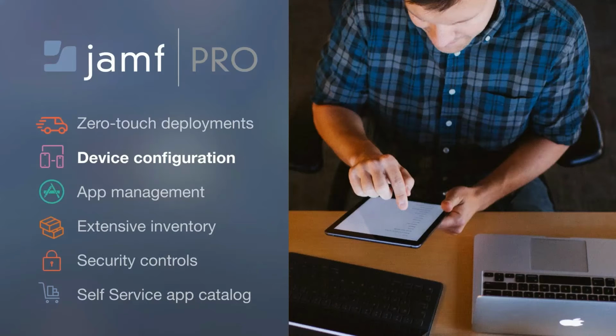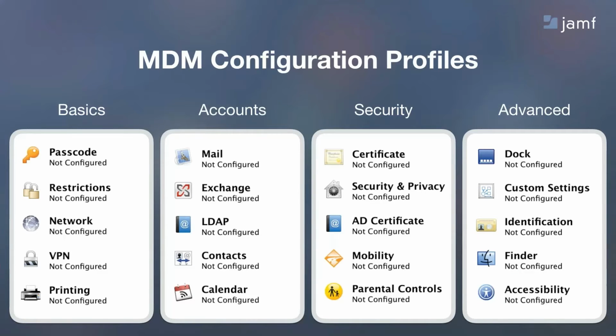All right, so let's move on to device configuration. We'll leverage Apple's MDM framework again for this, and there's a lot of options. Here's some examples we've categorized for you. In the basics, you can enforce passcodes, restrictions, VPN settings. With accounts, you can pre-populate email, calendars, and more. Under security, you can push certificates, enforce gatekeeper and file vault. And in advanced, you get more control of dock configuration, different accessibility needs, and a whole lot more.